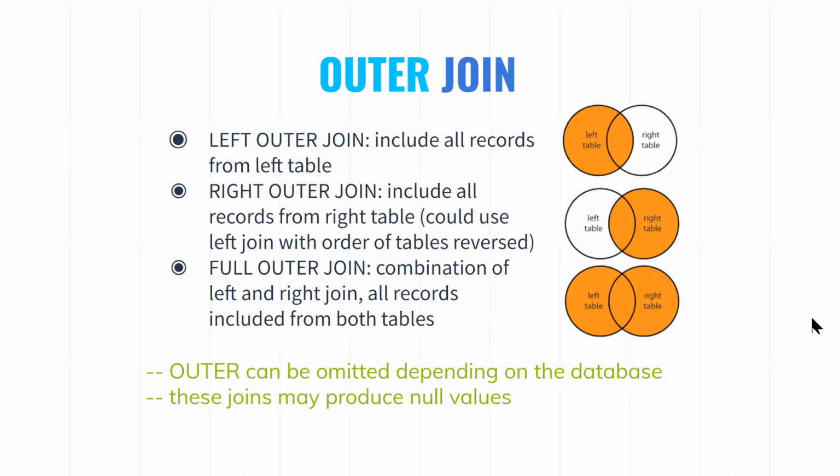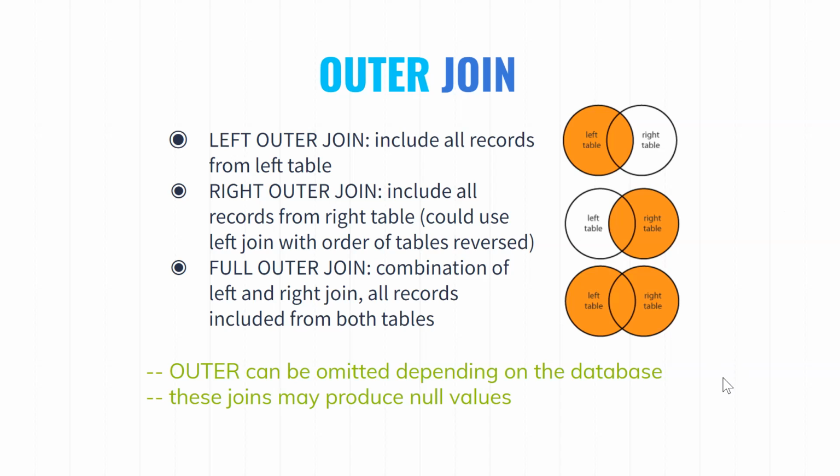Okay, now we're looking at outer joins. Once again, like with inner join, you can drop the word outer. So you could just write it as left join, right join, full join. A left join is going to include all the records from the left table. And a right join is, of course, going to include all the records from the right table. But since the order that you write the tables in is up to you, you could just swap the orders of the tables and never use a right join in your entire life.